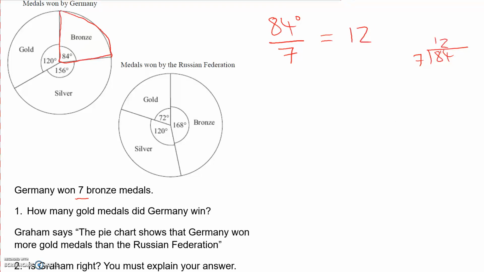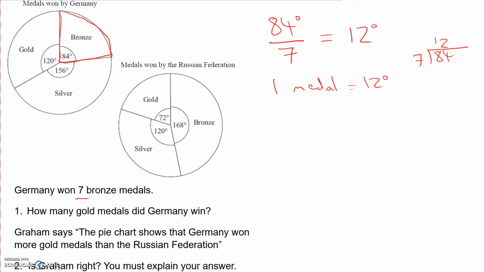Okay, so what does that mean? That means that 1 medal is worth 12 degrees. So on the diagram, 12 degrees is worth 1 medal. 12 degrees is 1 medal. So how many gold medals did Germany win?